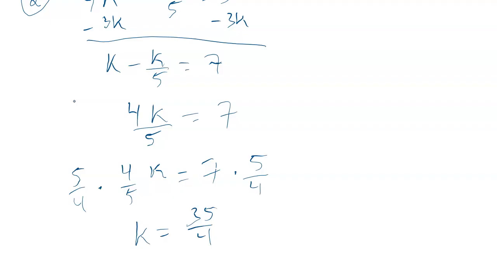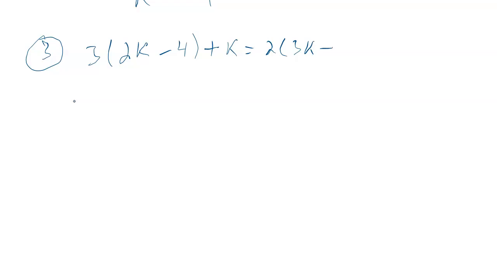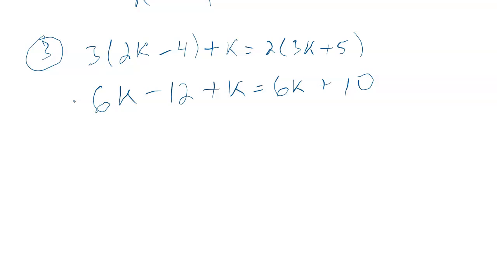Is what it is. All right, on to 3. 3 says 3 times 2k minus 4 plus k is equal to 2 times 3k plus 5. Go ahead and distribute everything. 6k minus 12 plus k is equal to 6k plus 10. Ooh, I guess this is nice.